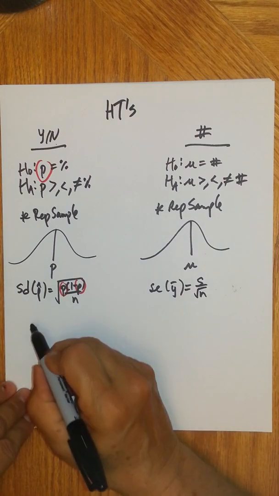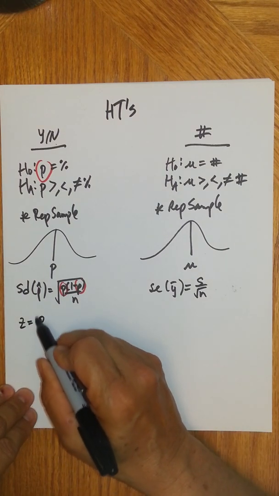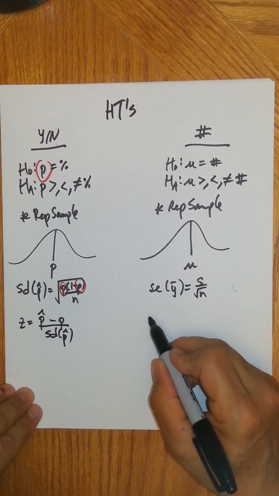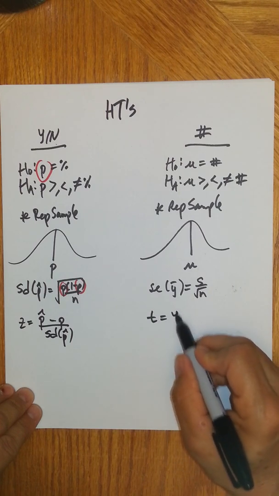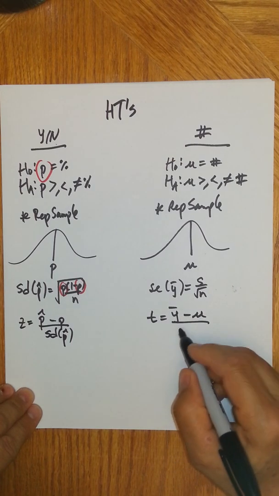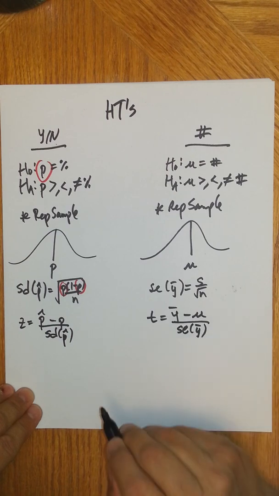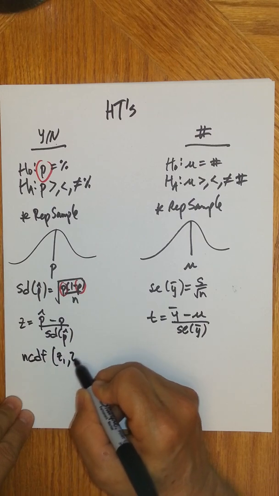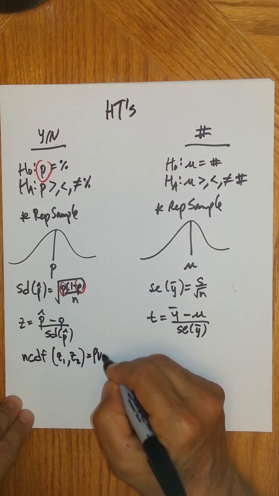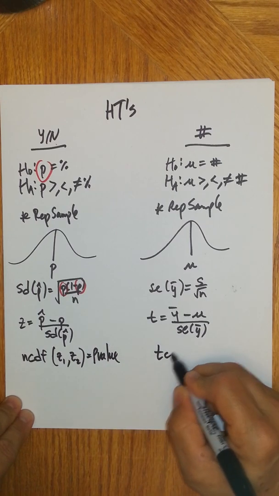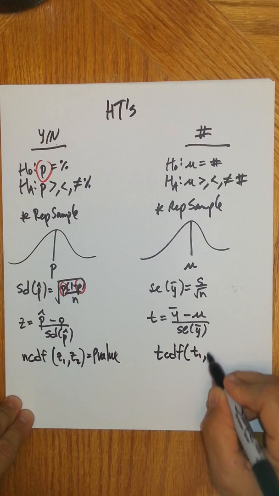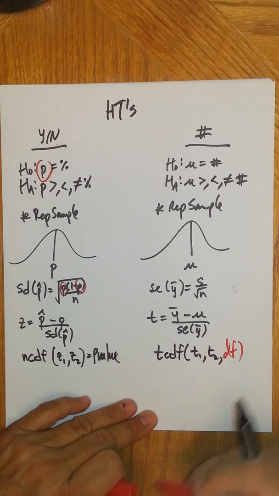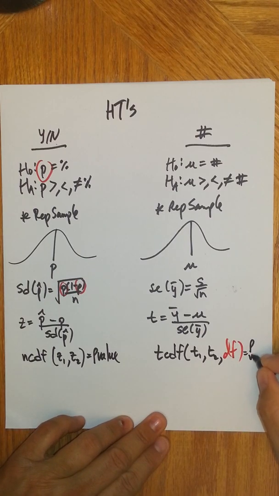And then when you find your z-score, you use p hat: how far is that from p, over the standard deviation of p hat? Here you're going to use a t-score: how far is my sample mean from mu, over the standard error of y bar? And then you're going to use normalcdf from one z-score to another z-score, and this will give you your p-value. Whereas here you're going to use tcdf from one t-score to another t-score. And another big difference here is degrees of freedom. This also gives you your p-value.